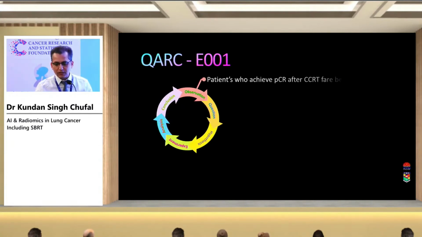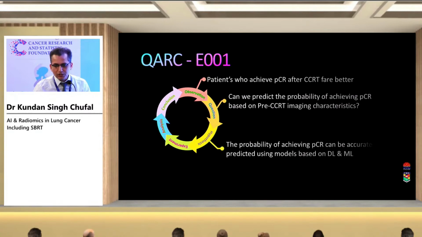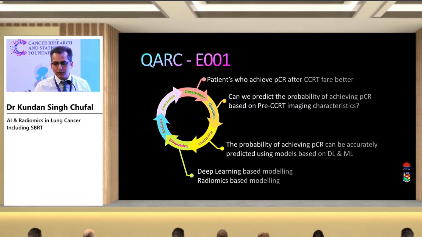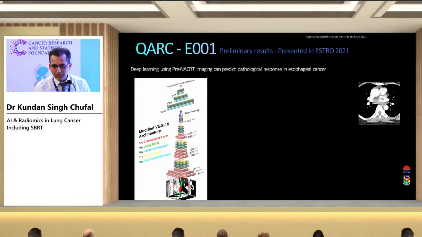This is basically the last two slides. The patients who achieve pathological CR after concurrent chemoradiotherapy fare better. So can we predict the probability of achieving pathological CR based on pre-CCRT imaging characteristics? We try the radiomics approach as well as a deep learning approach, and we were trying to compare those results. And these are very preliminary results, which we published in ISTRO also.